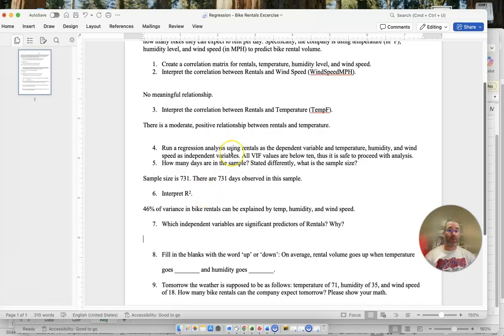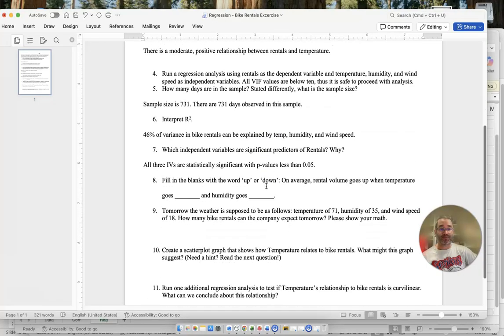And so we could say all 3 independent variables are statistically significant with p-values less than 0.05. That'd be a fine thing to write.